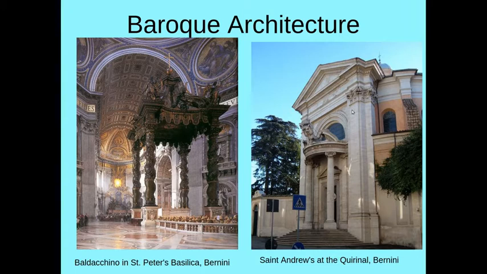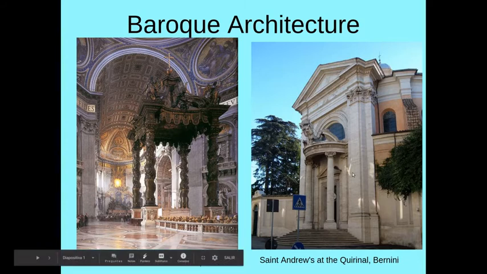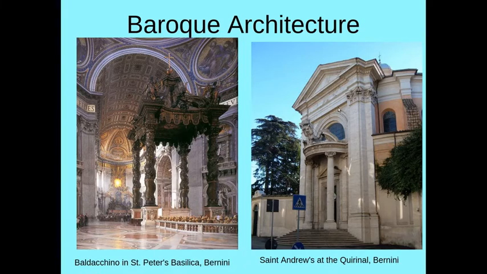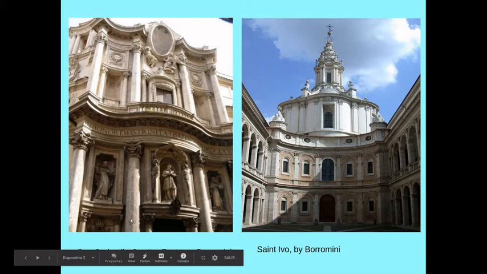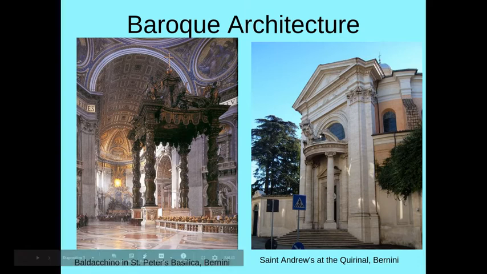So for example, they use the gigantic order. Remember the orders are Ionic, Doric, Corinthian. The gigantic order was an order that took, instead of one level, two levels. So it was huge, gigantic. We see it here, for example, these columns taking two levels. And also, for example, broken pediments. So this pediment was here and it is broken. Or also the Solomonic columns, columnas salomónicas, these twisted columns that in many cases were also over-decorated.